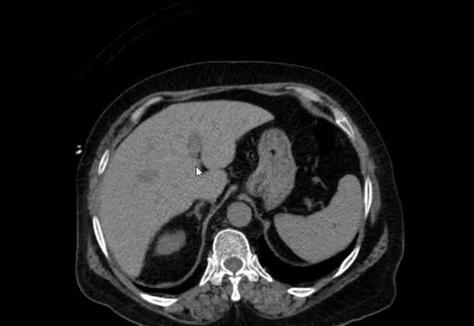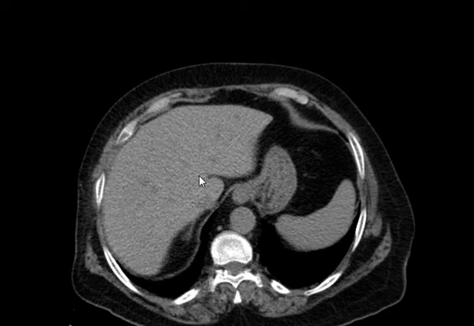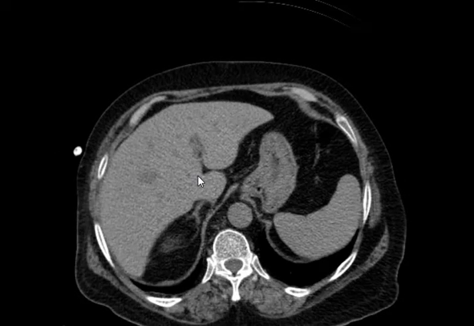Tell us what you're thinking. I'm thinking there is air. There is a faint shadow here.